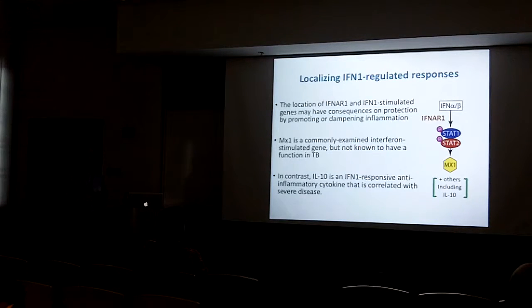First off, we can look at the IFNAR1 receptor and see where that's expressed. Presumably, if you don't express IFNAR1, you can't be experiencing type 1 interferon activation. The other way of looking at that is looking at interferon responsive genes. So we could look at MX1, which is commonly associated with type 1 interferons and has an important role in viral infections. It's poorly defined, but we don't think it's got a role necessarily in tuberculosis. In contrast, IL-10 is an important anti-inflammatory cytokine that's correlated with exacerbated disease in tuberculosis, but it's also got a protective response too.